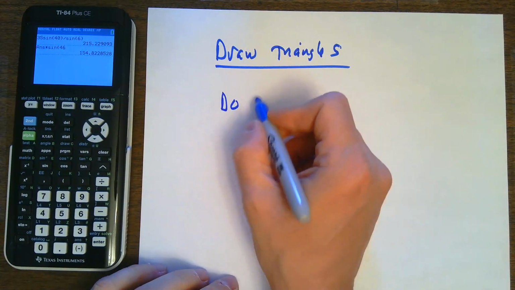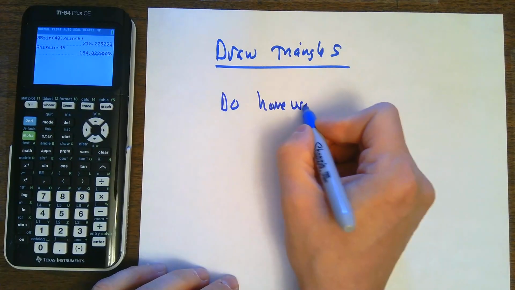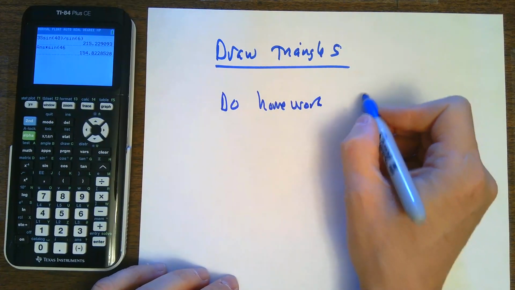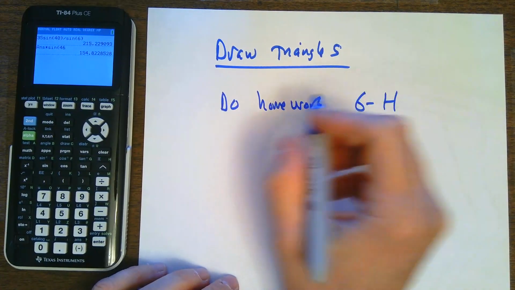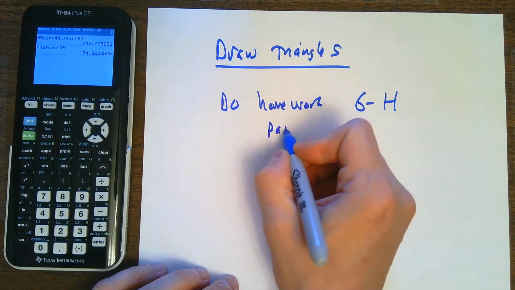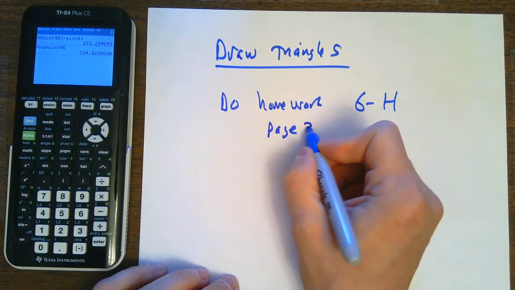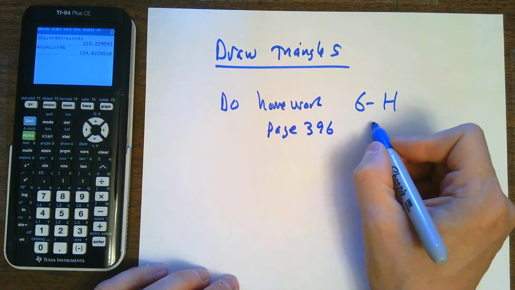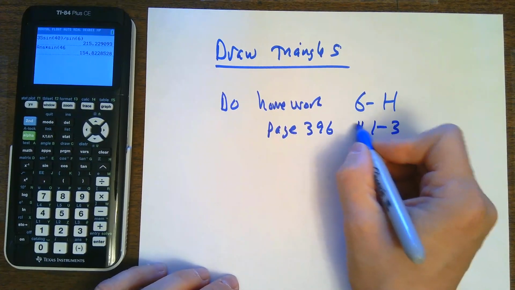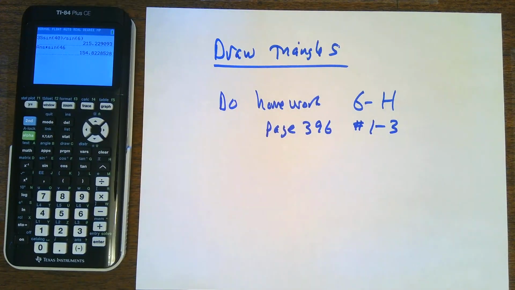All right, so now I want you to do homework 6H, which is on page 396, and I want you to do problems 1 through 3. And in each case, draw the triangle out and look for the law of sines and set up the law of sines. If you've got any questions, put it in the post section and we can talk about it.